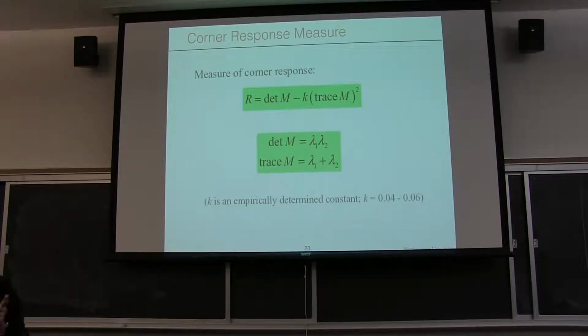What happens if only one lambda is large and the other is not? Which is an edge. How does the R look like? This guy will be not too large, right? Because I have a large number times a small number. So imagine that small number is very small, almost close to 0. So that's going to be small, right? And then I'm subtracting something over here that will be of the order of the large guy squared, right? So this might become negative, right?